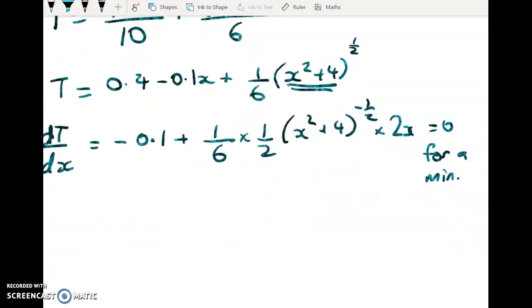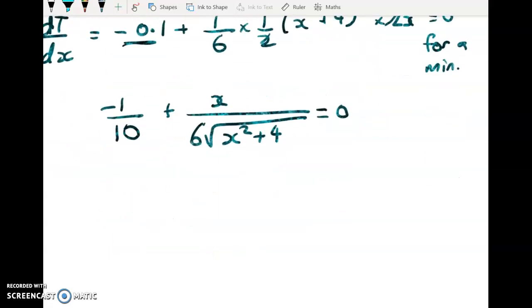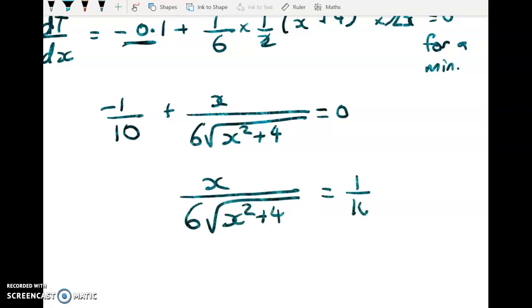Right, so quite a bit of cleaning up to do. I'm going to put this back into being a fraction. I should never have worked with a decimal to start with. I've got negative 1/10 plus, right, well, I've got a 2 here and a 2 here, so we're going to have x over 6 root x squared plus 4 is equal to 0. Now, this looks bad, but it's actually not too bad at all. We've got x over 6 root x squared plus 4 is equal to 1/10. Cleaning that up gives me 10x is equal to 6 root x squared plus 4.